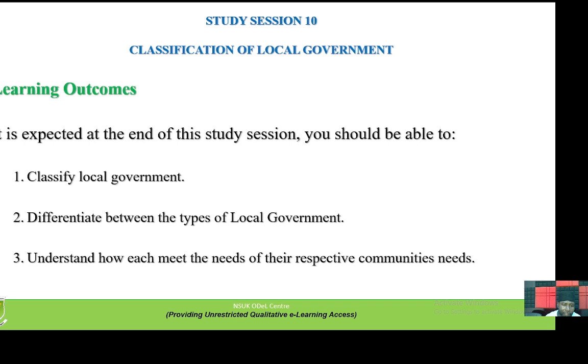It is expected that at the end of this study section, students should be able to: one, classify local governments; two, differentiate between the different types of local government we have, be it presidential local government system, parliamentary local government system, communist local government system, socialist local government system, and county manager local government system, and so on and so forth. Then the third one is to be able to understand how each meets their respective community needs as the third tier of government that is rooted within the sphere of the local jurisdictions.